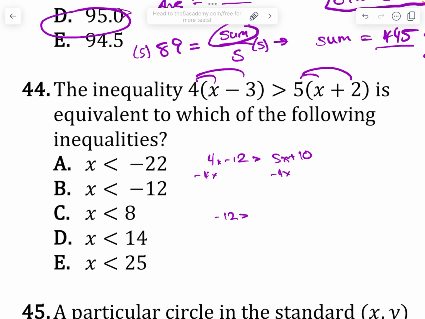Negative 12 is greater than x plus 10. Subtract 10 on both sides. Negative 22 is greater than x. If I rewrite this, it's x is less than negative 22. So I could rewrite it as x is less than negative 22. Sorry, x is less than negative 22. It's just rewriting it left to right. Okay.